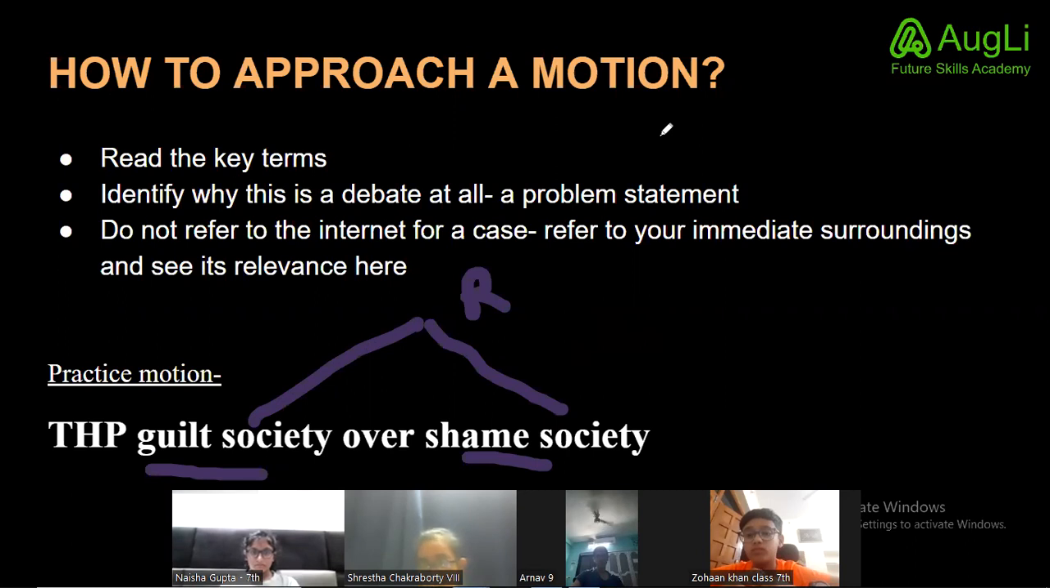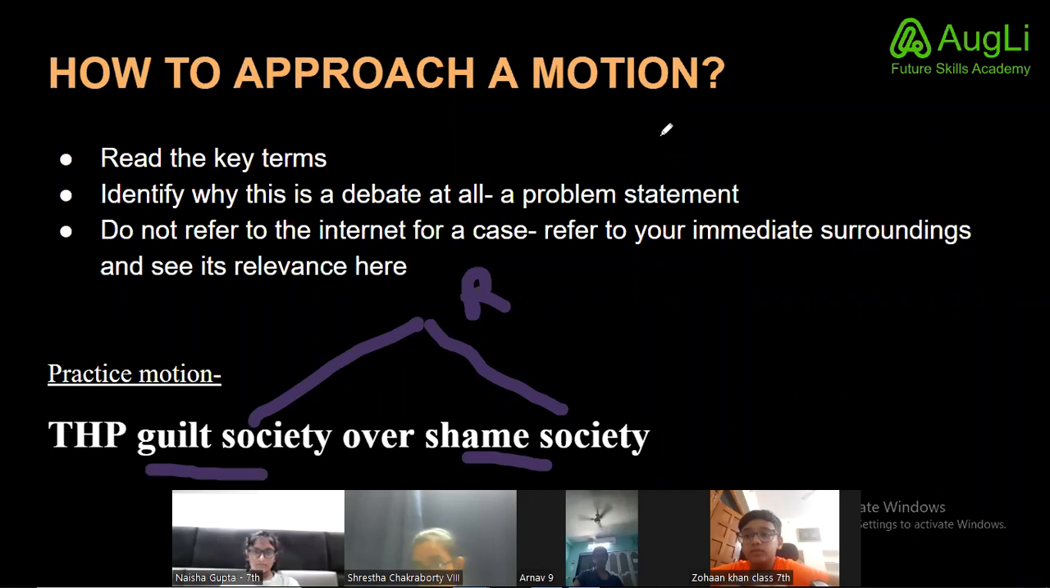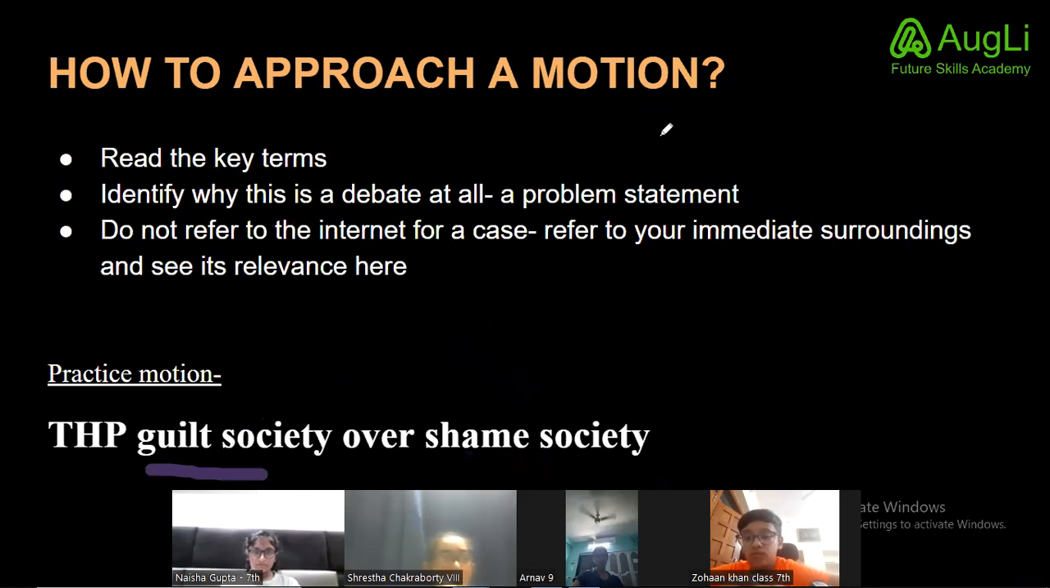So first find out what it is that I have to research about, right? This is how you approach a motion when you're given the motion, in order to make sense of it. Now, when I talk about reference to the internet, I don't mean that you will have to find the arguments on the internet. I only mean that if you don't know what something in the motion means, for example the guilt society and the shame society, you just find out what these things mean. You don't have to find arguments.